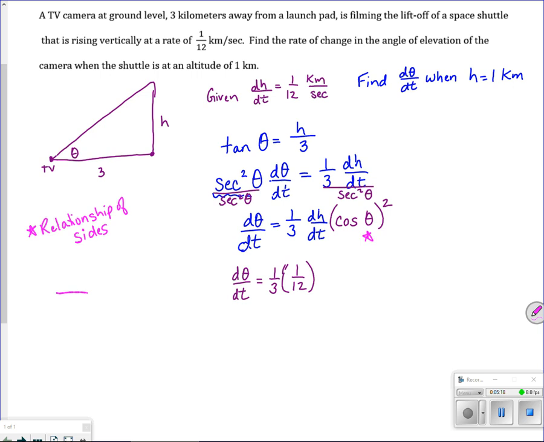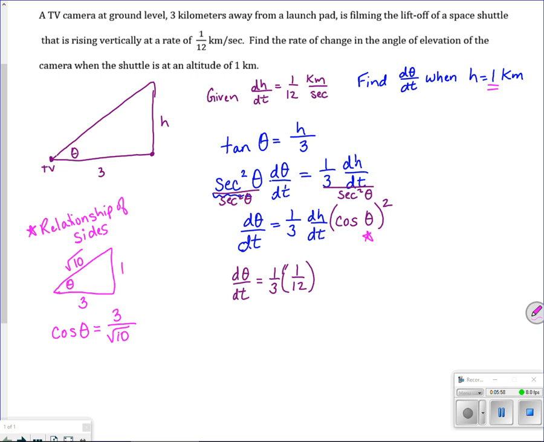So let me draw our snapshot picture. I label this as 3, and in the moment we're talking about h is 1. If I said, guys, I need you to get me the cosine of theta, I know that you could do it, because you'd use Pythagorean to get that third side. So 3 squared plus 1 squared, this side is going to be the square root of 10. And then cosine, so CAH, is adjacent over hypotenuse.